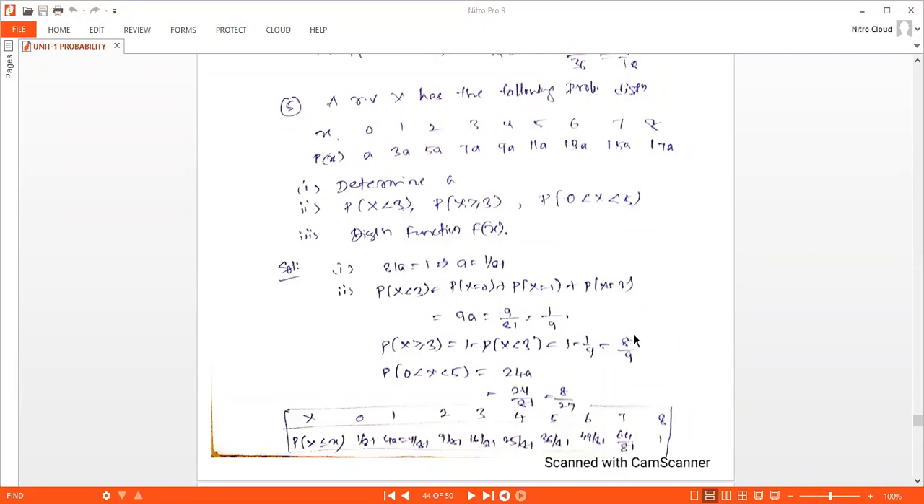Next, what we have to find? We have to find the distribution function F of x. So that is the probability of X less than or equal to x.